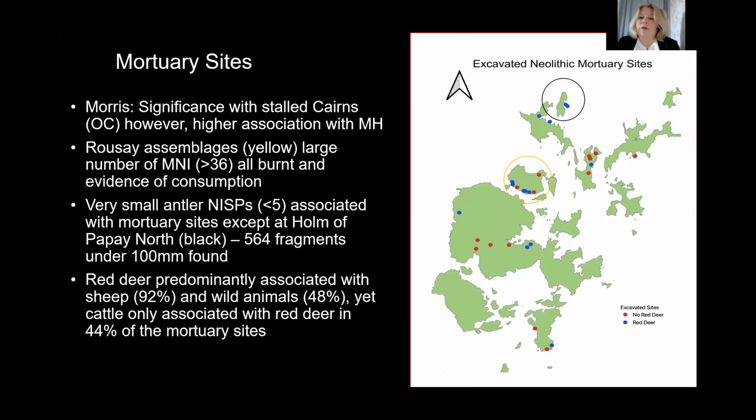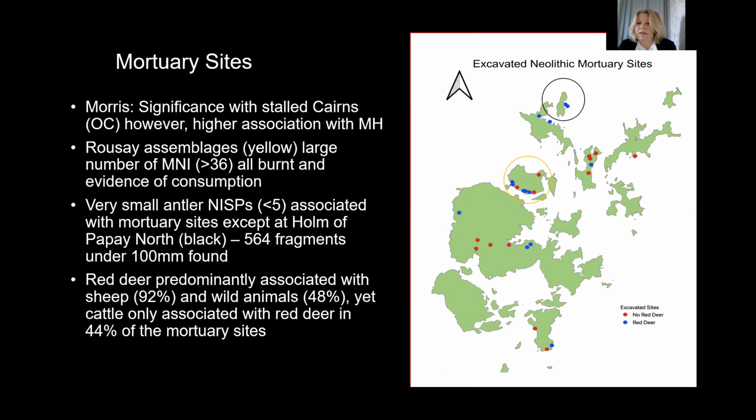So firstly, I wanted to have a look at mortuary sites. Morris, who excavated the Point of Buckquoy, which is a settlement site, which I don't know if you can see my mouse, it's just this bit that sticks out here, which you'll see on the next slide, said that there was a correlation between red deer deposition in stalled cairns, which we also call Orkney-Cromarty types. In Orkney, we have these two types, which are Orkney-Cromarty and Maeshowe type tombs. In a very basic, crass way, stalled cairns tend to be older. They tend to be more oval in shape with internal segmentation, whereas Maeshowe type tombs have cells that come off a central chamber.